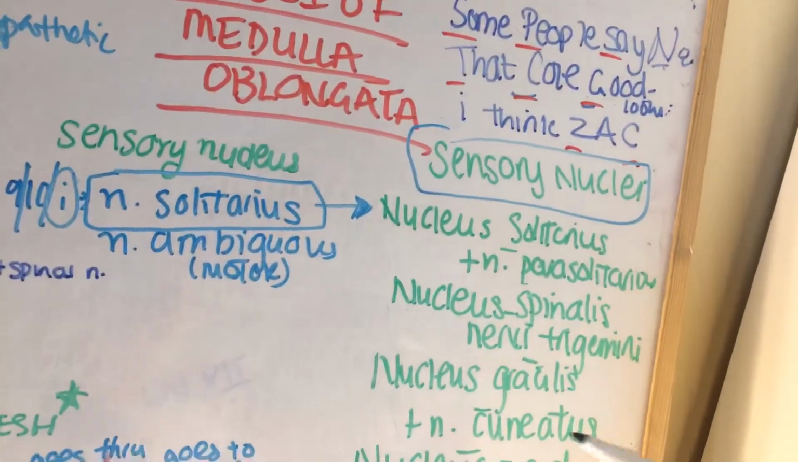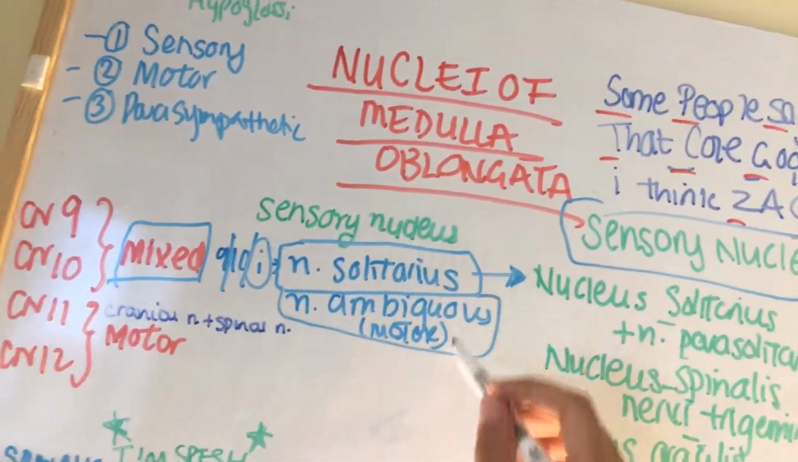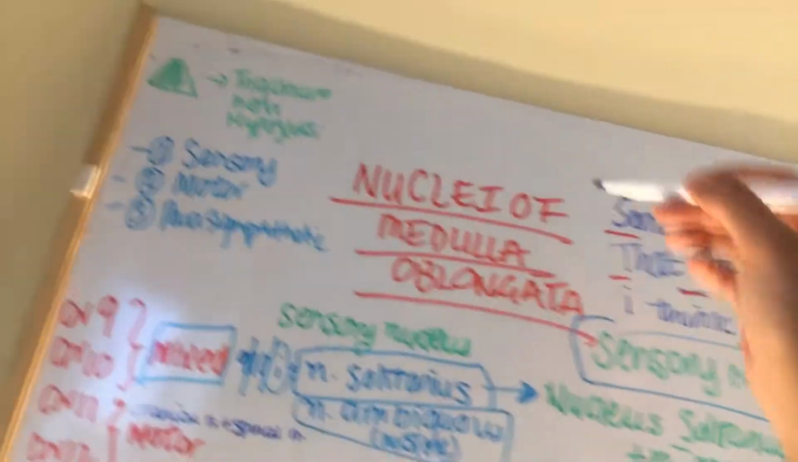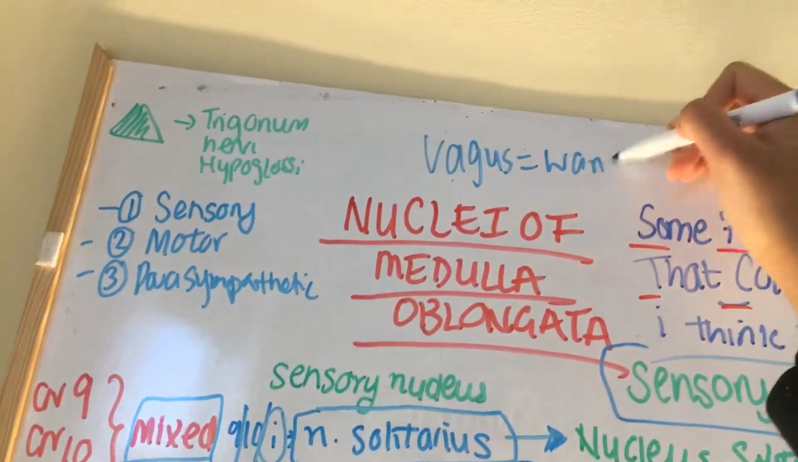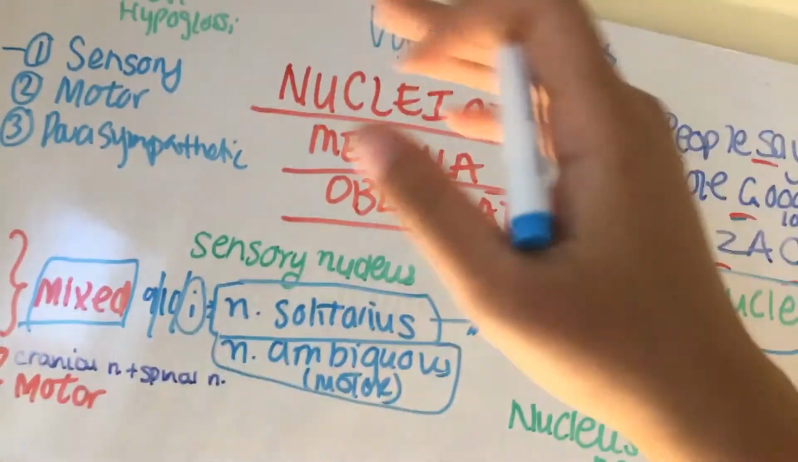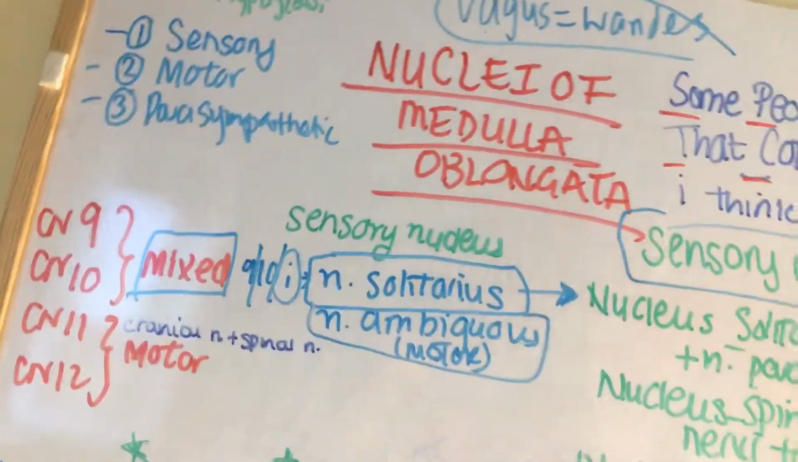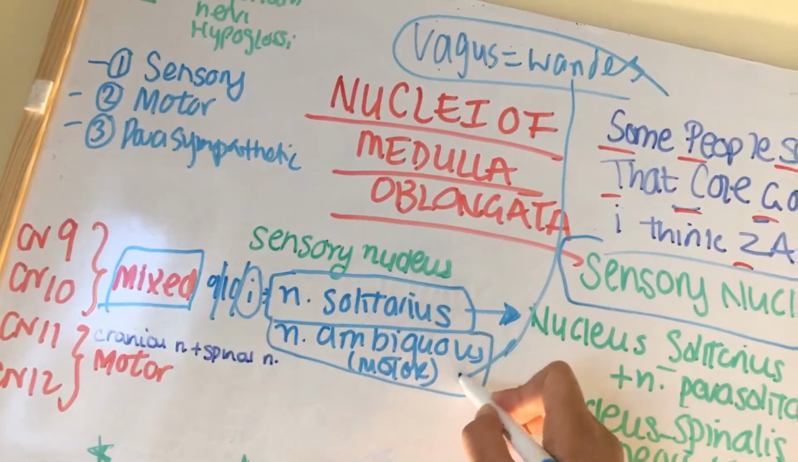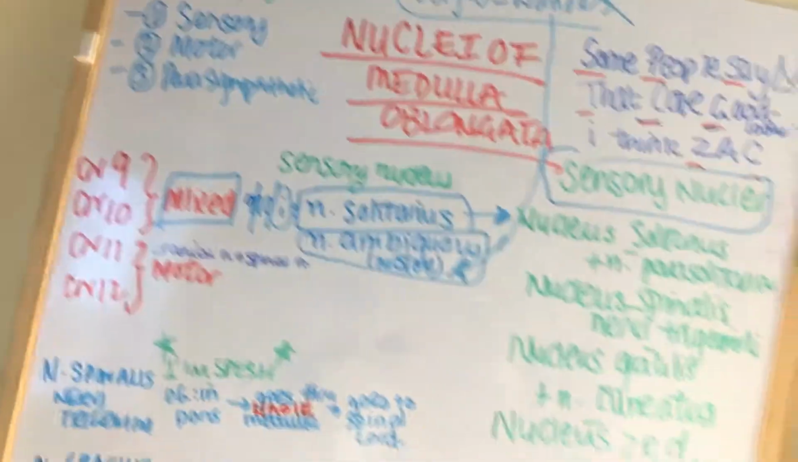Now, the other nucleus that we find for cranial nerves 9 and 10 is nucleus ambiguus. Now, remember vagus nerve? Vagus is the wanderer. The wanderer wanders around because it's found in lots of different places: esophagus, heart, GIT. It's pretty cool. Now it wanders around, and that's why the nucleus was a little bit ambiguous. It was mysterious, so we named it nucleus ambiguus.